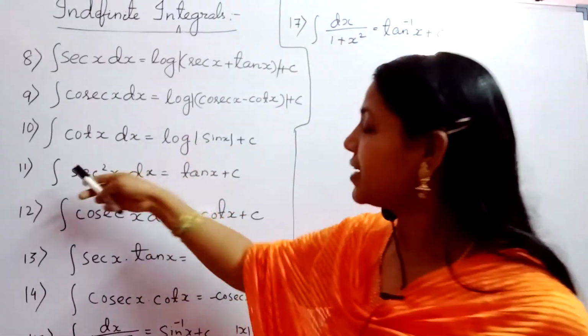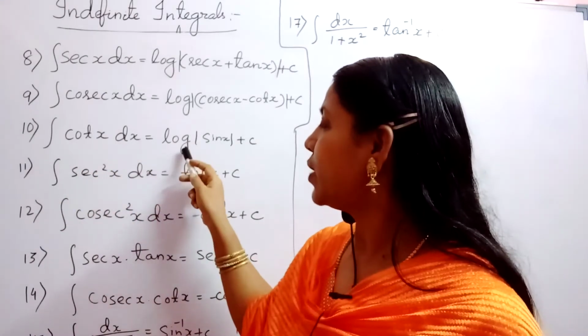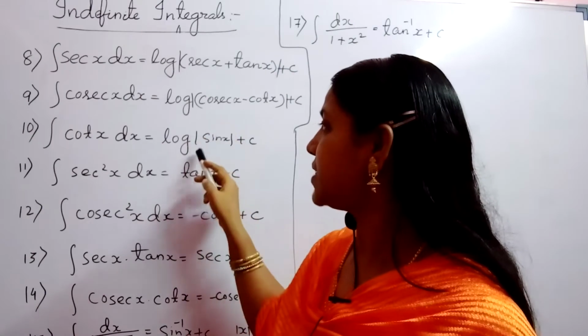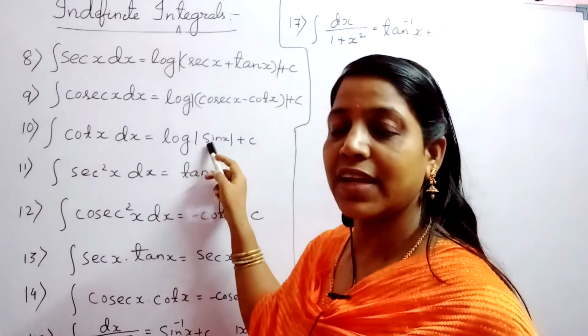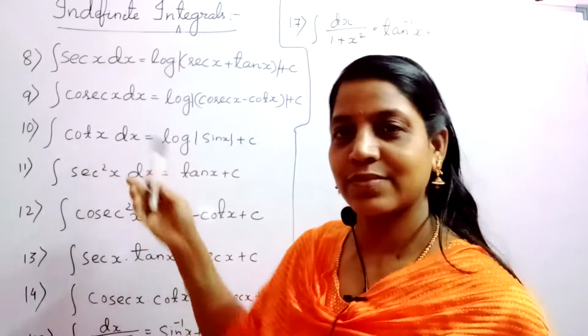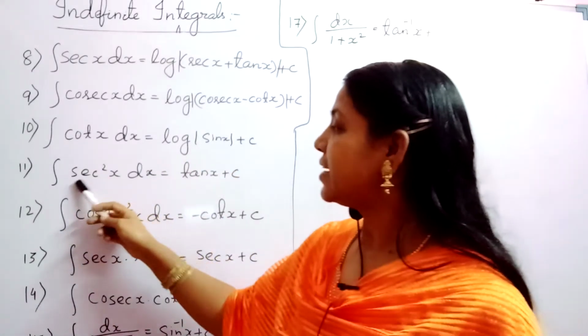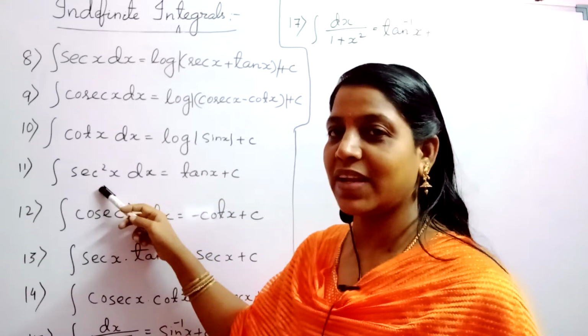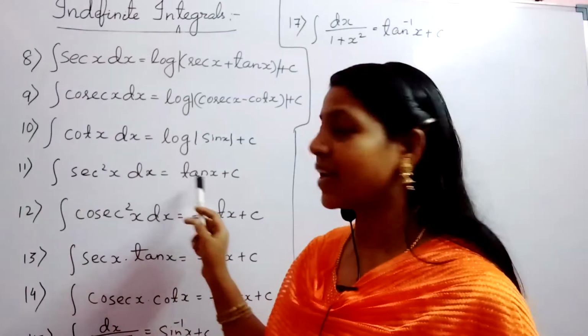Clear? Now next, cot x, same way log sin x, because if you differentiate log sin x, what will you get? 1 by sin x, then differentiation of sin x will be cos x. So cos x by sin x, and cos x by sin x is cot x. Simple. Next, secant square x dx. You know the differentiation of tan x is secant square x. So integration of secant square x is tan x.